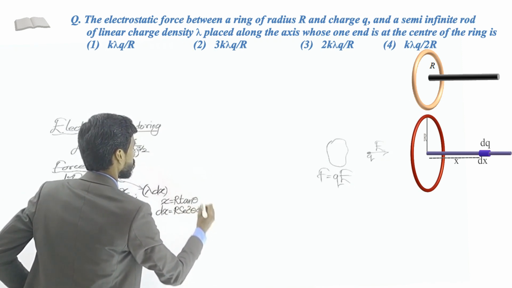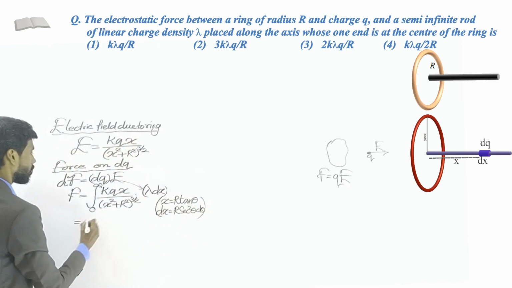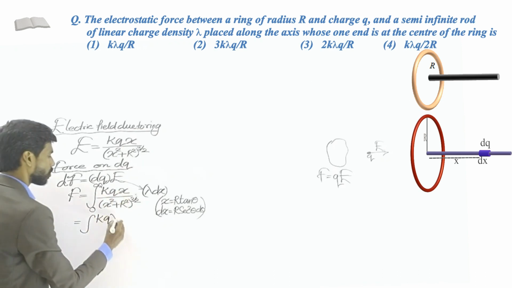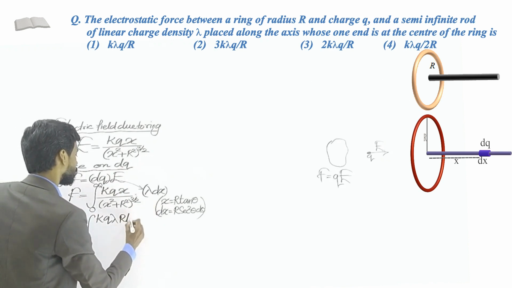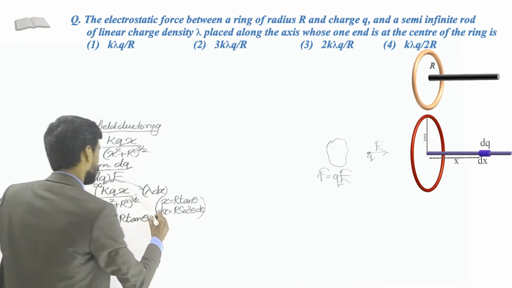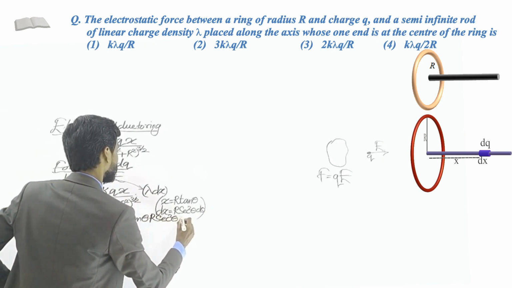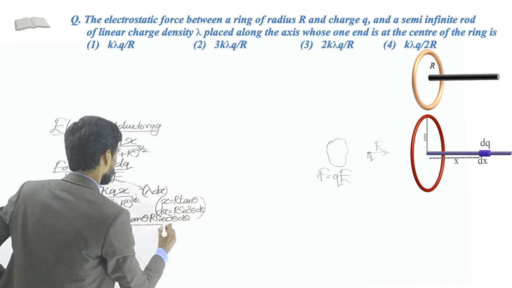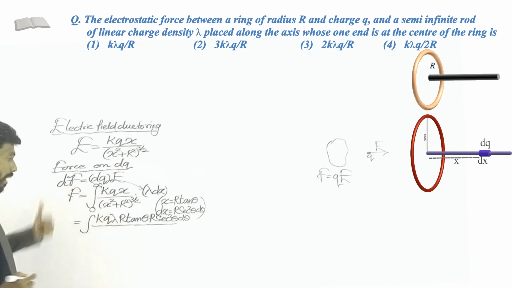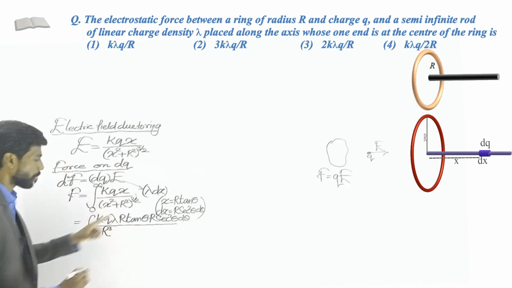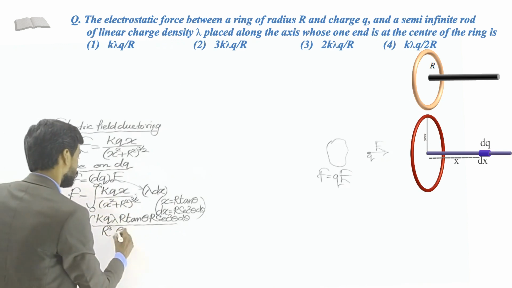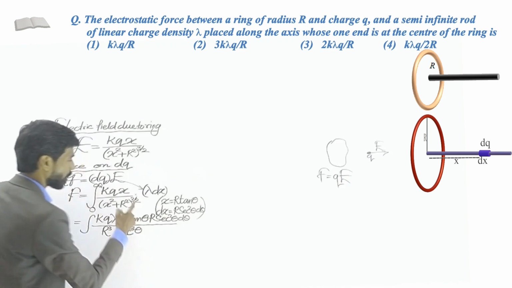r secant square theta d theta. So if you do this substitution, the expression becomes the integration of k q lambda, x is r tan theta, and dx is r secant square theta d theta, divided by (x squared plus r squared) to the power 3 by 2. Here x is r tan theta, so r square tan square theta, r square can be taken out, so that will become r cube because the power is 3 by 2. So tan square theta plus 1 is secant square theta, so it will become secant cube theta because the power is 3 by 2.